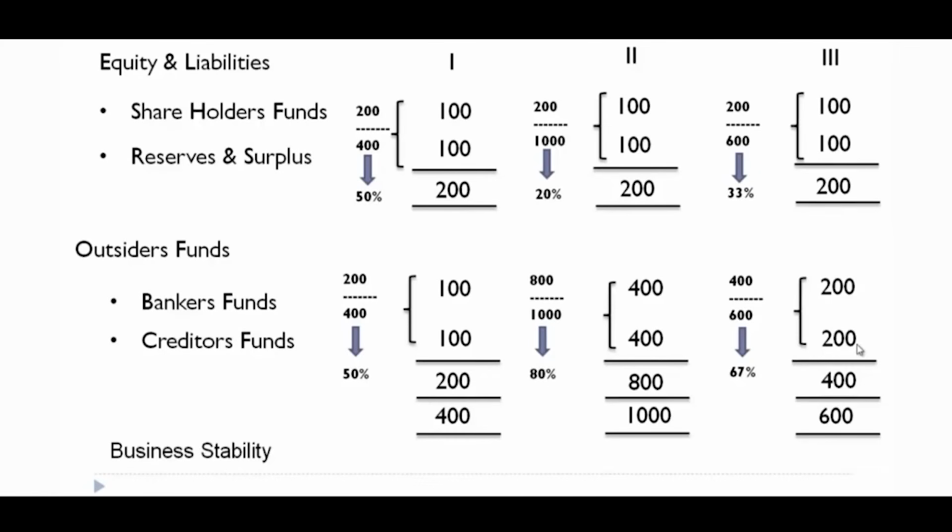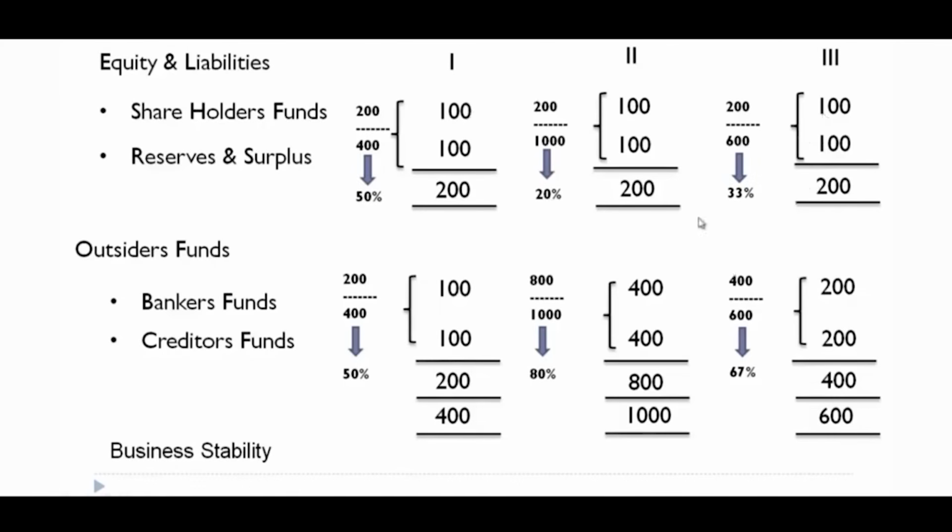In which case is the business stability very poor? The long-term business stability, in which case is it poor? Is it in scenario 1 or scenario 2 or scenario 3? It cannot be in scenario 1 because the contribution by the owner is 50% and contribution by outsiders is 50%. So even if outsiders withdraw their support, this business could continue because owners have a sizable stake. They'll be able to manage the show for quite some time. And scenario 3 is not as good as scenario 1.